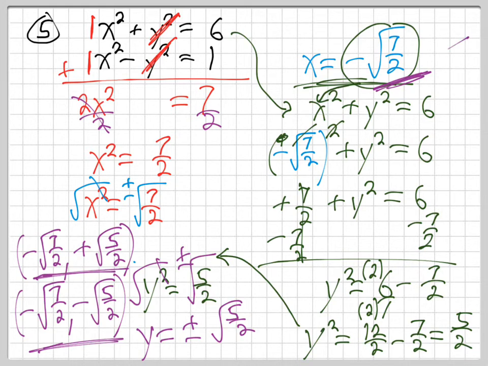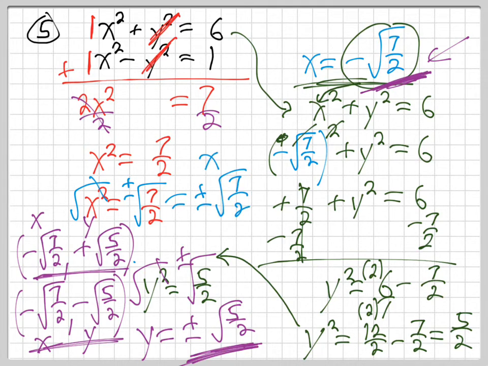Does that make sense? The x negative root 7 halves, I plugged that in, did the work, and it led to two different y answers, plus or minus root 5 halves. So the x negative root 7 halves led to a y plus and a y minus root 5 halves. So there's two answers. And now we've got to do the other x answer. Remember when we square rooted right here, we got plus or minus root 7 halves for x. So the minus root 7 halves led to both those y values. So that was two completely different answers.